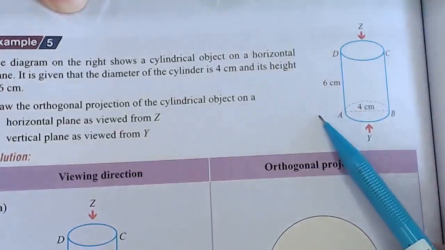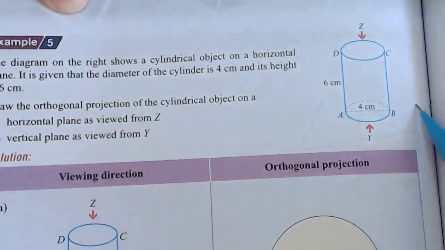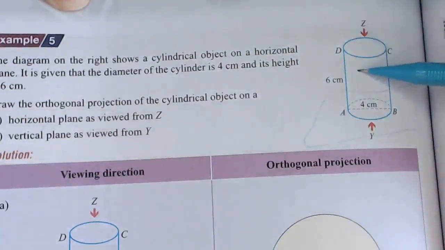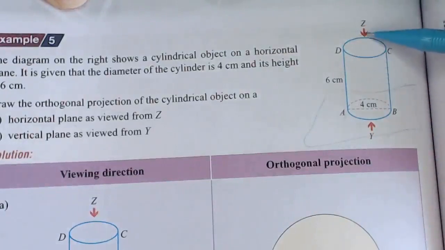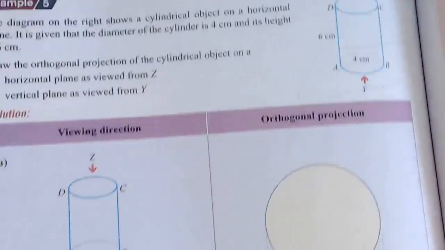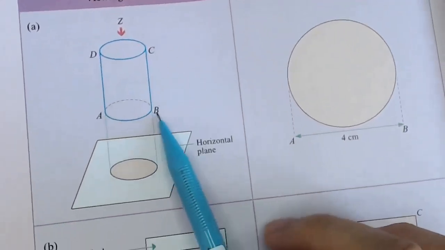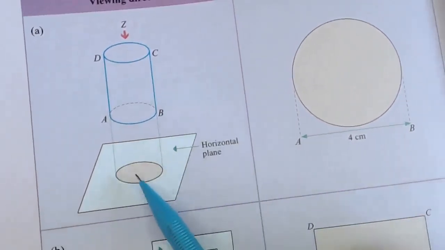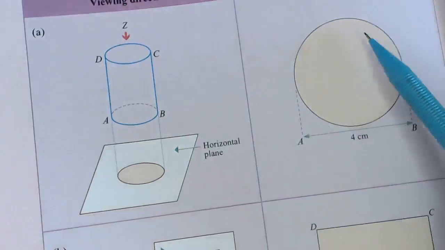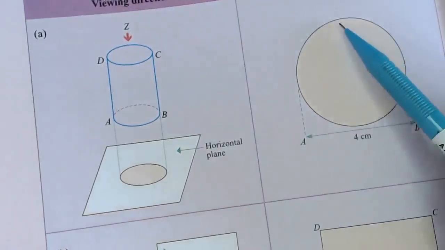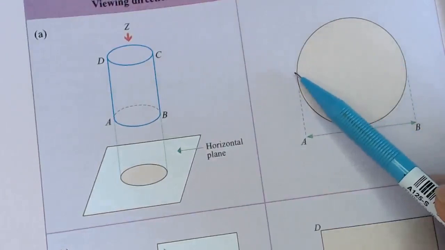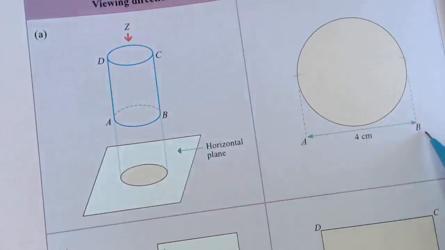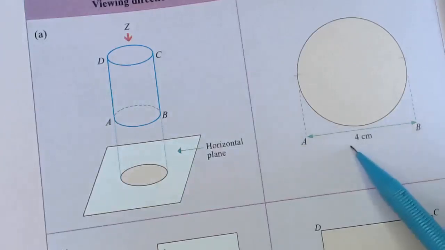Okay, so now you know the horizontal plane is supposed to be under like that. So what is it going to look like if we look downward like that? So here it is. We do the orthogonal projection, and the shadow is supposed to look like that. So here is the result, which is the diameter from this point to this point is A to B, 4 centimeter.